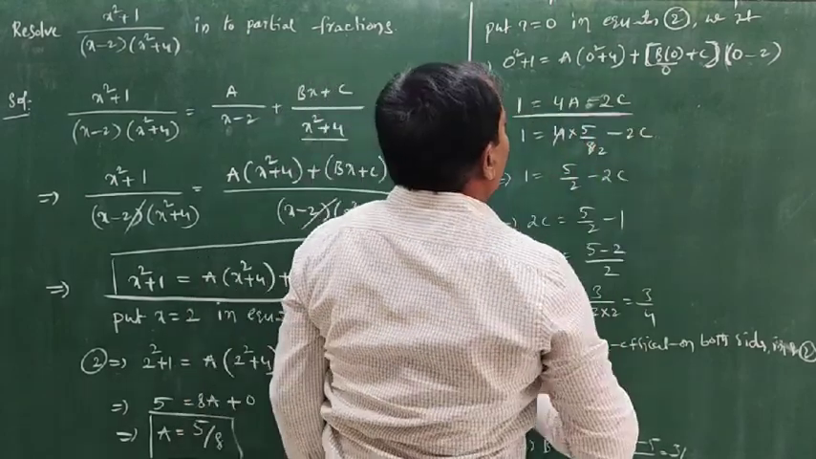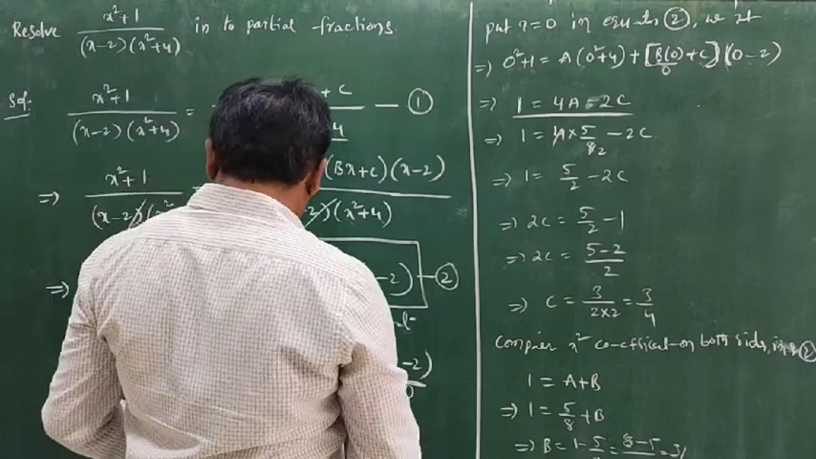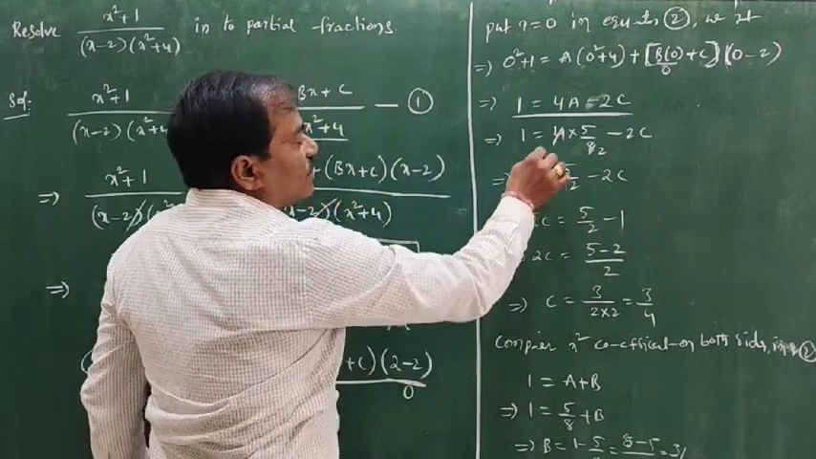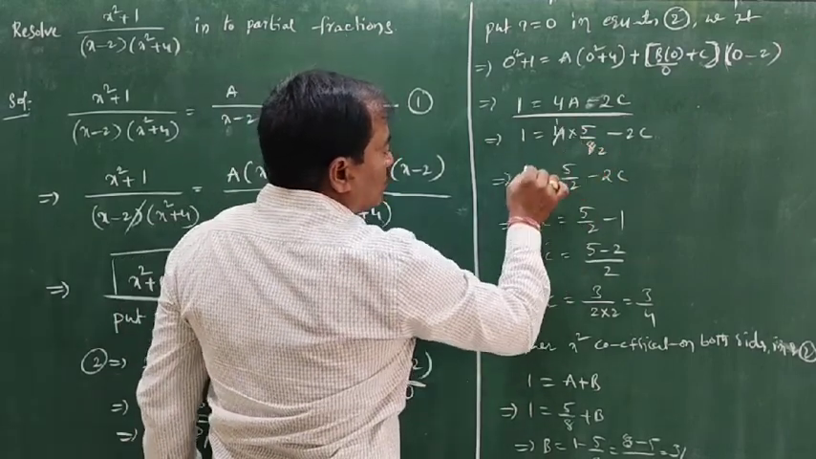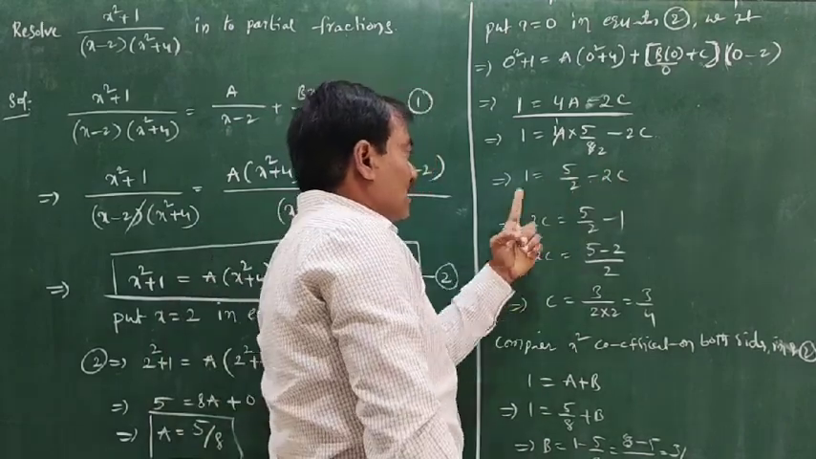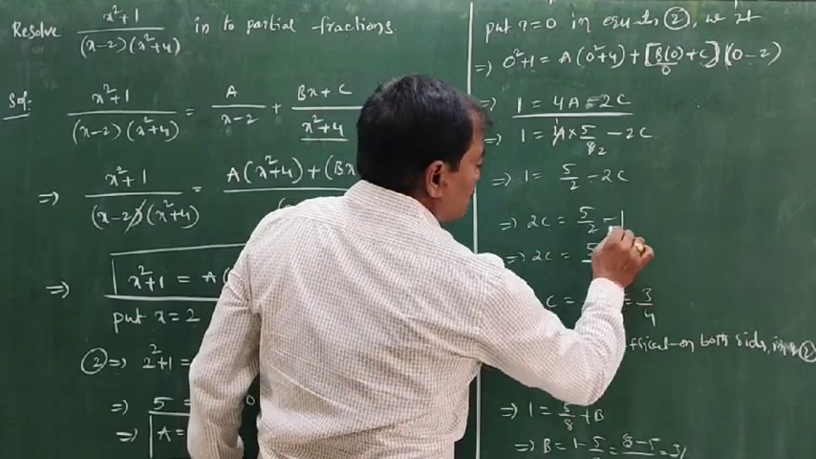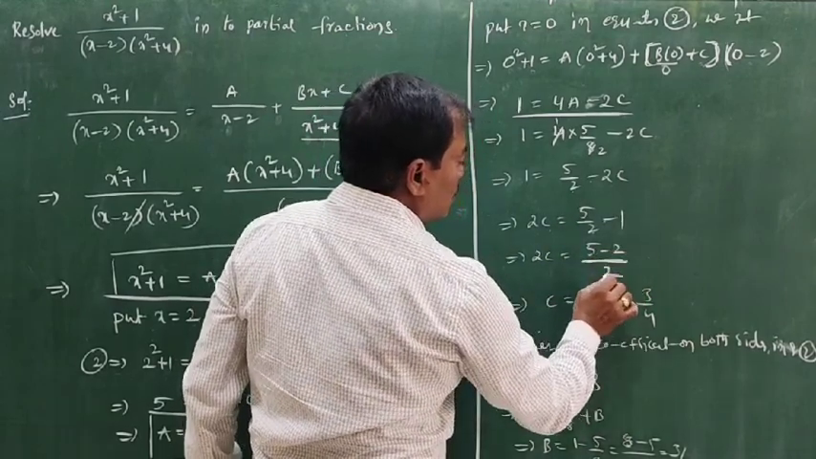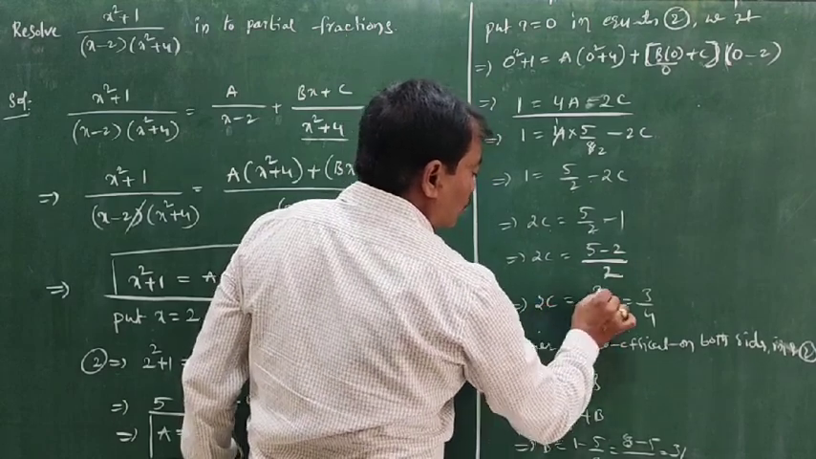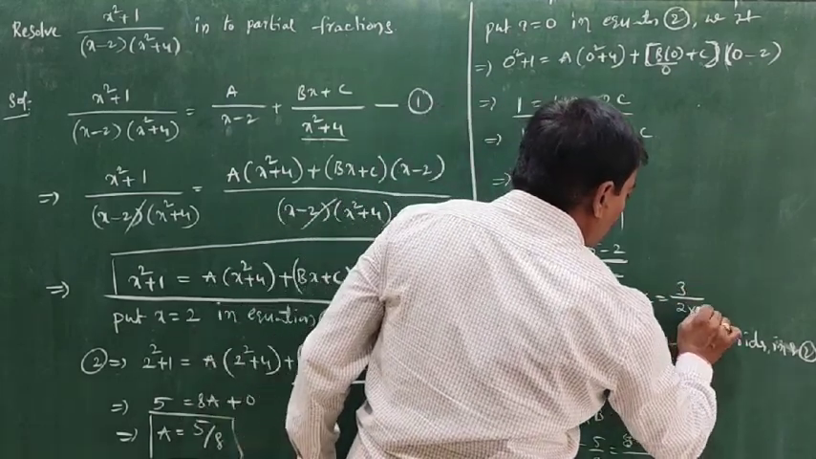Now in this equation we have to substitute the a value. What is a? a equal to 5 by 8. So 4 2s are 8, this cancels, and we get 2. So 1 equal to 5 by 2 minus 2c. We shift this to this side and the 1 to the right side: 2c equal to 5 by 2 minus 1, and the LCM is 2. So 5 minus 2, 3 by 2. 2c equal to 3 by 2, which implies c equal to 3 by 2 into 2, that is 3 by 4.